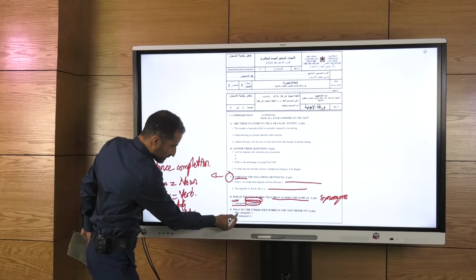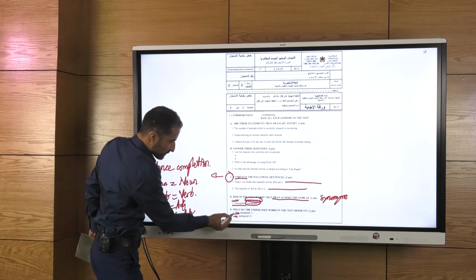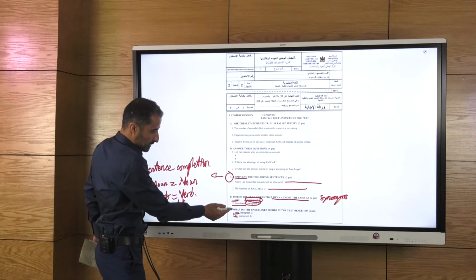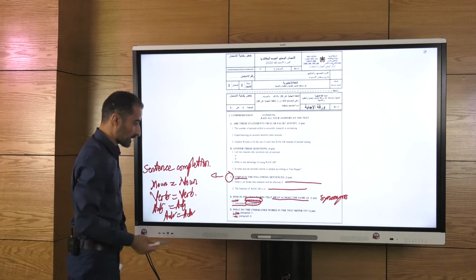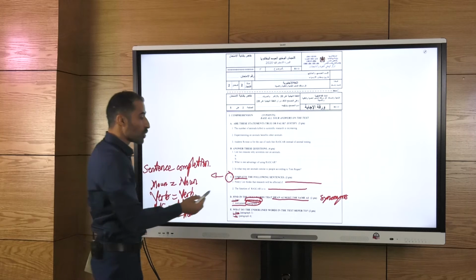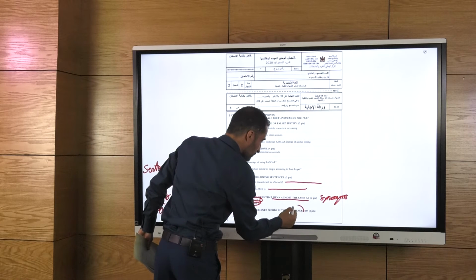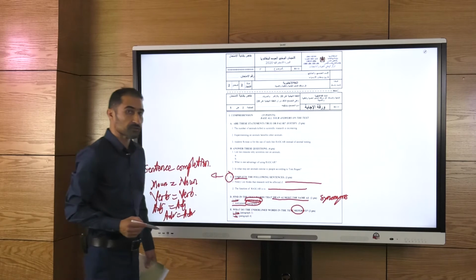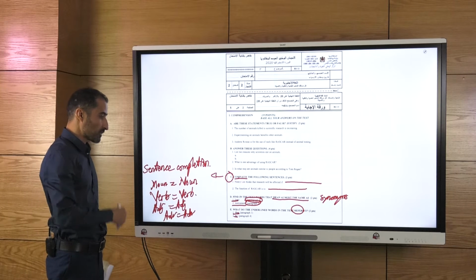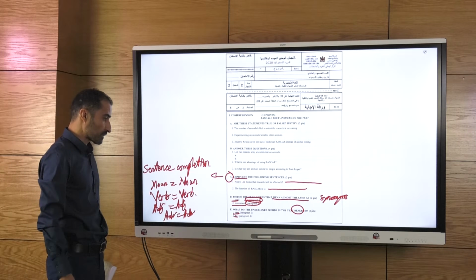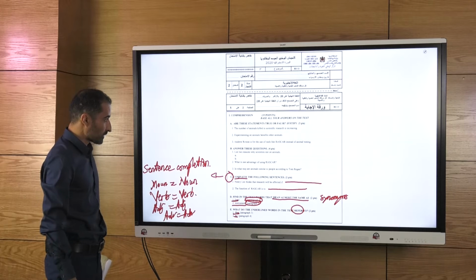Now here, you are going to find what the underlined words refer to. In fact, these two words are underlined in the text. So what do they refer to? They refer to something or to someone. They substitute for something or someone. So I'm going to search in the text for the words that they refer to.